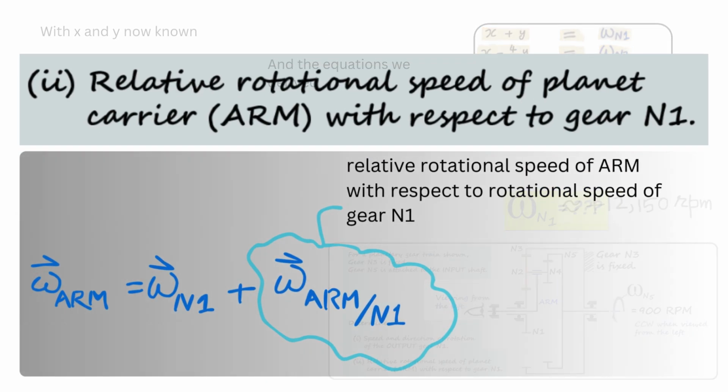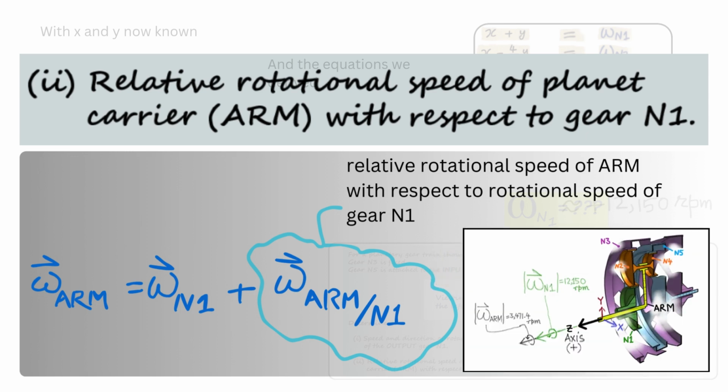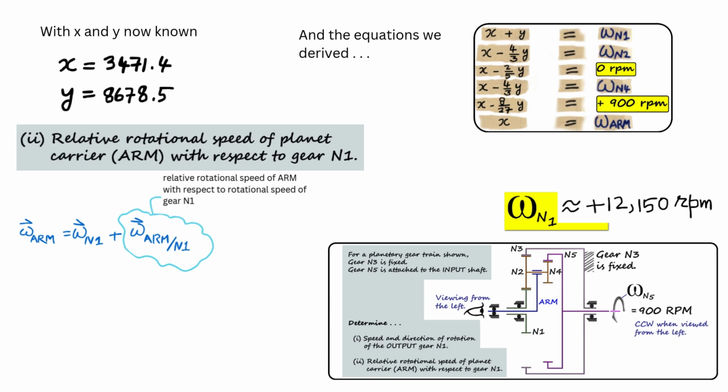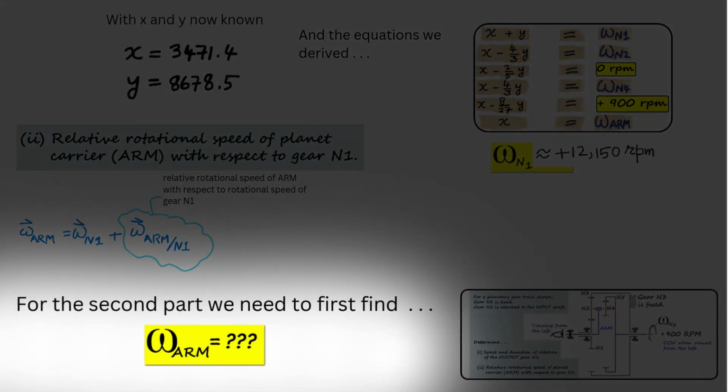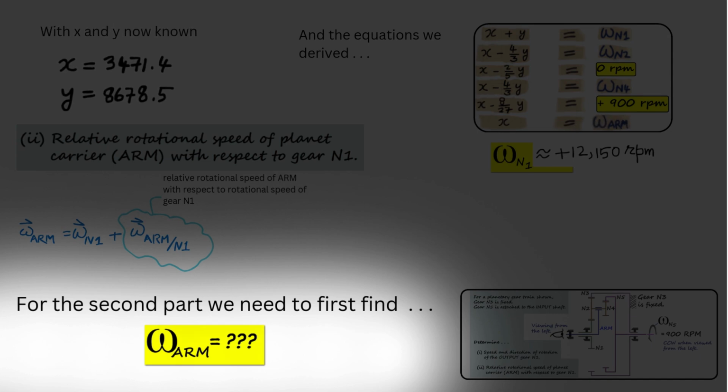It's the relative speed we are after. We already know omega N1. We can calculate omega arm. With these 2 known, we can calculate the relative speed. Yes, it's a vector equation, but since all vectors point along the z-axis, we will just use the magnitudes to do the computation. So let's first compute the rotational speed of the arm.